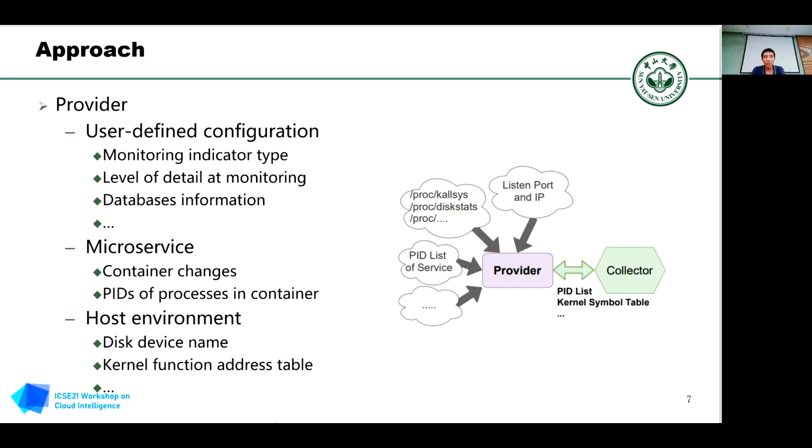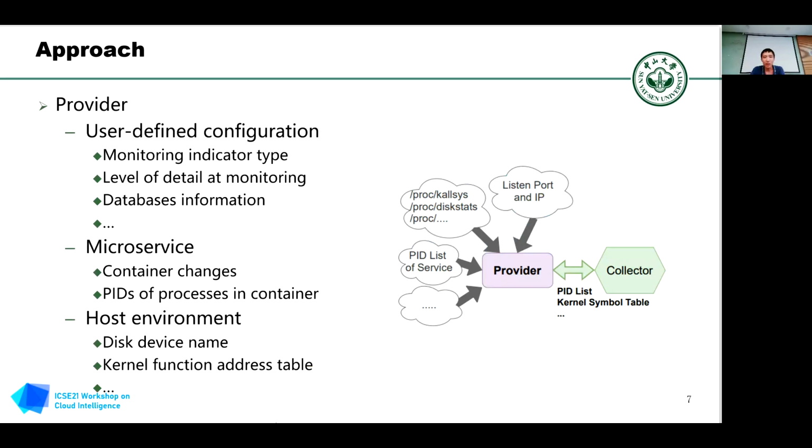First is the provider. The provider is responsible for collecting high-level information that is hard for eBPF programs to gain. There are three types of information that the provider should collect: user-defined configuration, microservice, and host environment. User-defined configuration decides which indicators should be monitored for microservices, the detail level of monitoring, and where the data should be exported.